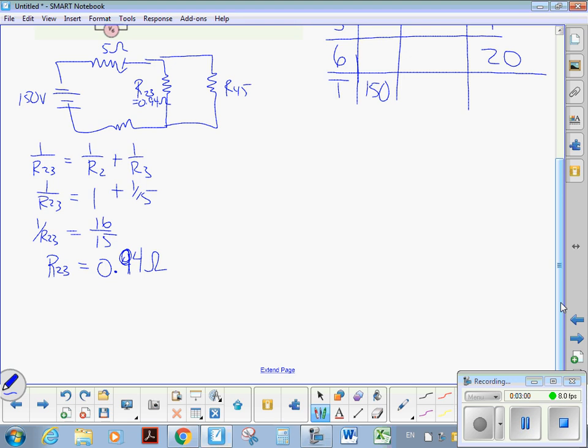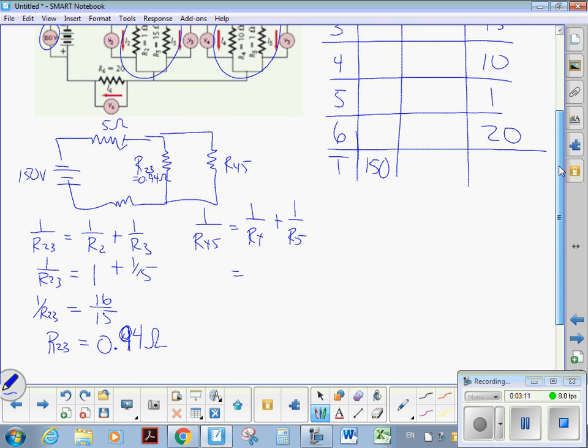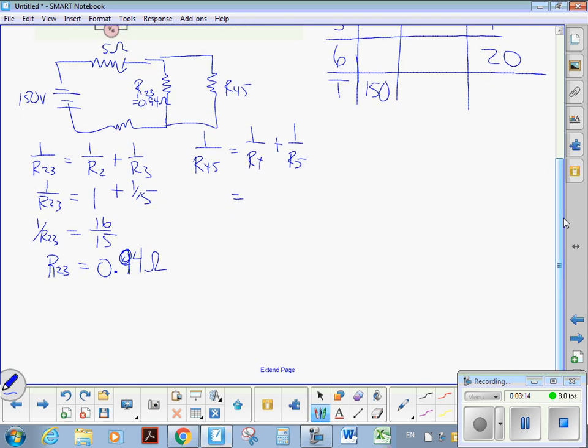Now I have to figure out what R45 is. So resistor 4, 5: 1 over R4 plus 1 over R5, and those are 10 and 1. So 1 over 10 plus 1 over 1 is 1. So we get 11 over 10. I flip that fraction, whoops, because I want R45. That gives me 10 over 11. So they're pretty close, 0.91 ohms.